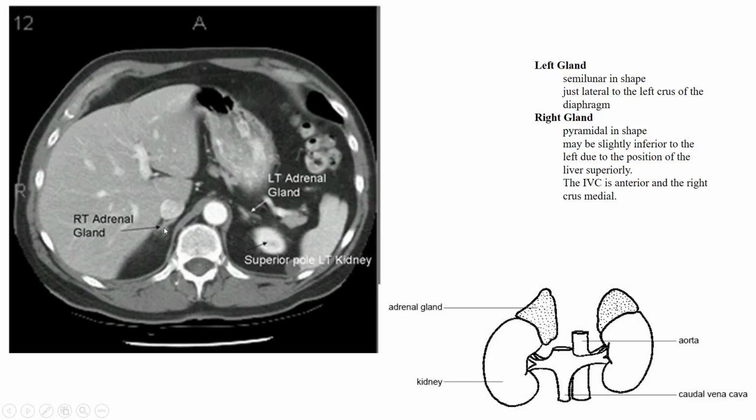The right adrenal gland lies posterior to the IVC and just lateral to the crus of the diaphragm. And the left adrenal gland lies lateral again to the crus of the diaphragm, or just to the left of the crus of the diaphragm. And you're seeing the superior pole of the left kidney here as well.